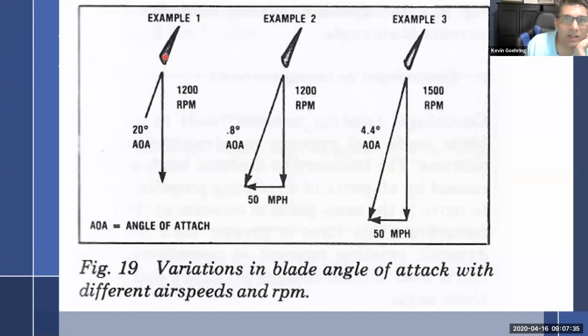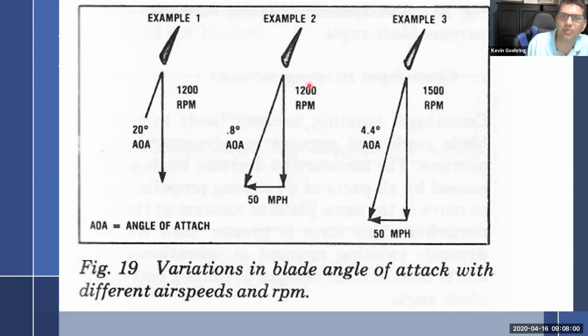So example 1, it's this propeller, 1200 RPM on the engine with no forward speed at all. So I've got a 20-degree angle of attack. Horrible angle of attack. It's, again, just a paddle. It's an inefficient wing. It's stalled out. It's just causing drag on the engine. It's my static RPM.